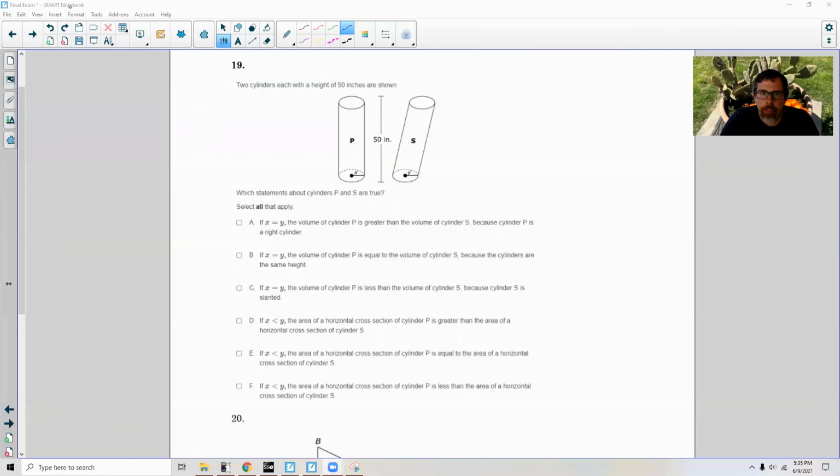Okay, question 19. Cavalieri's principle states that if you take something that has a certain volume and you just push it over, it will still have the same volume, basically, in a nutshell. And all of its cross sections will be congruent to the base. So 2 cylinders, each with a height of 50 inches, are shown. Which statements about the cylinders are true? Select all that apply.